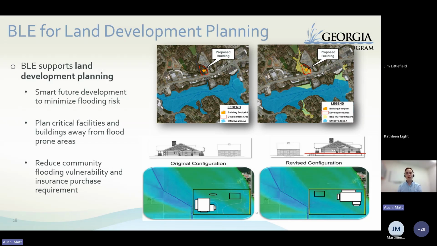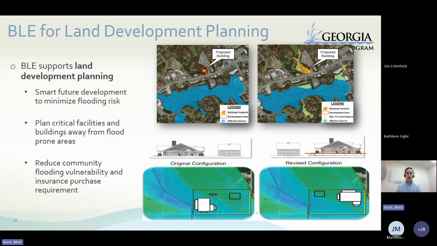But if you overlay that with the BLE results, again, the site and the proposed building are located within the floodplain, and that building would be at risk. And so having this information earlier on will help to maybe steer away from a certain area or plan for developing in a different part of the site.